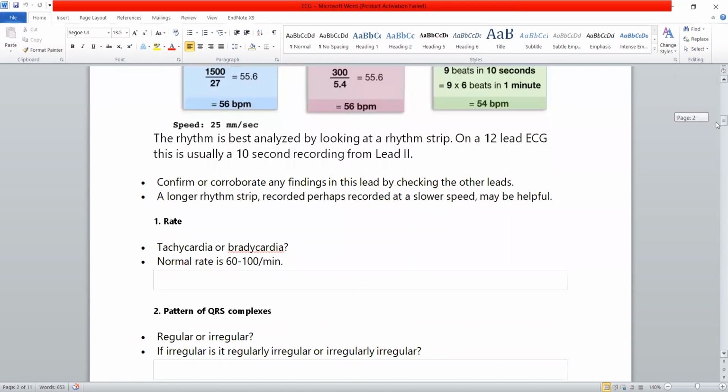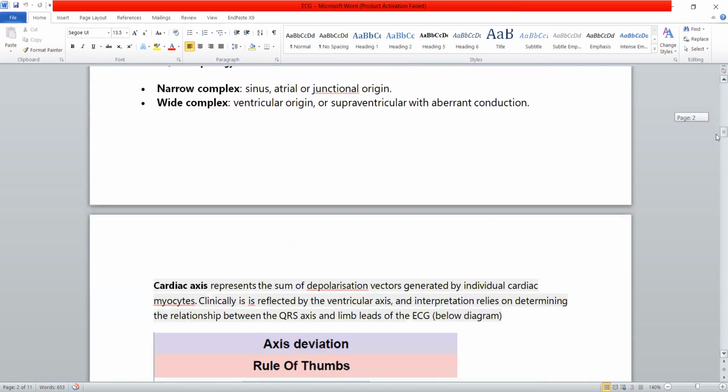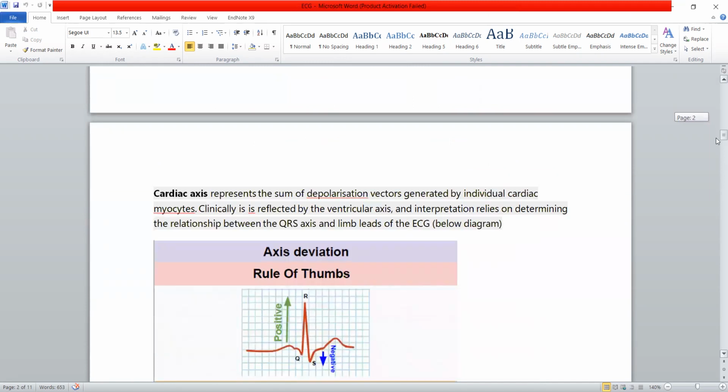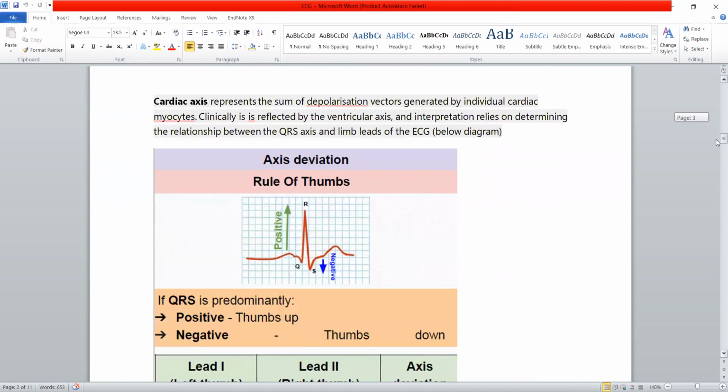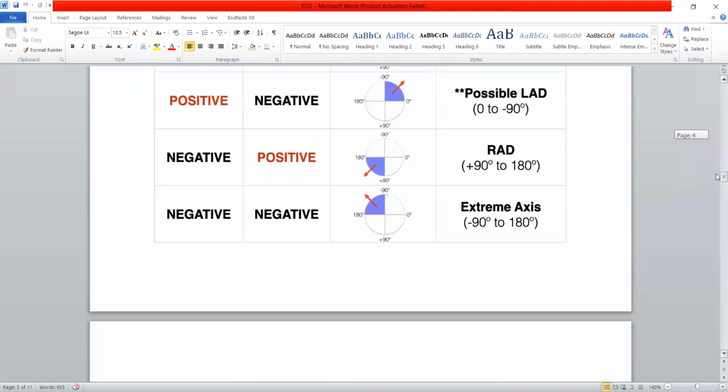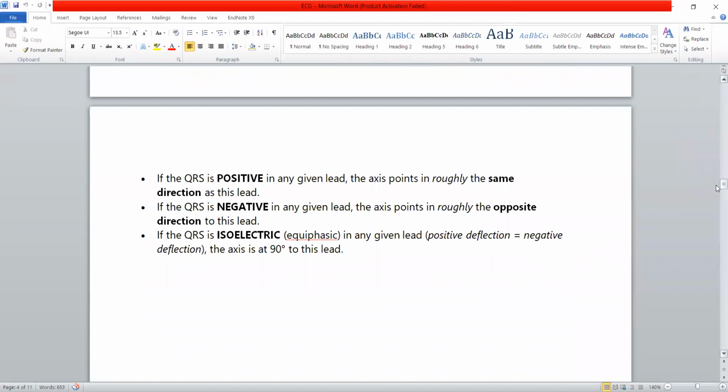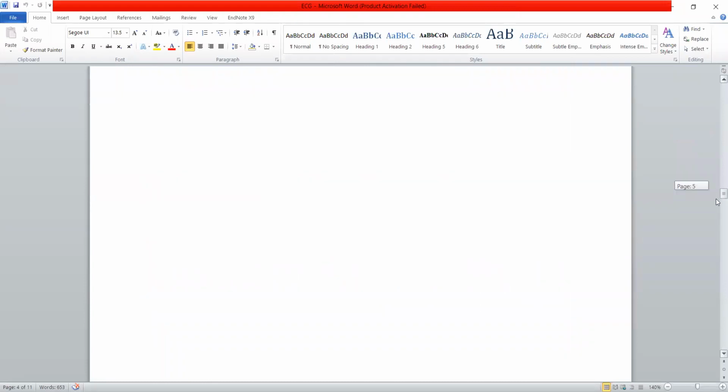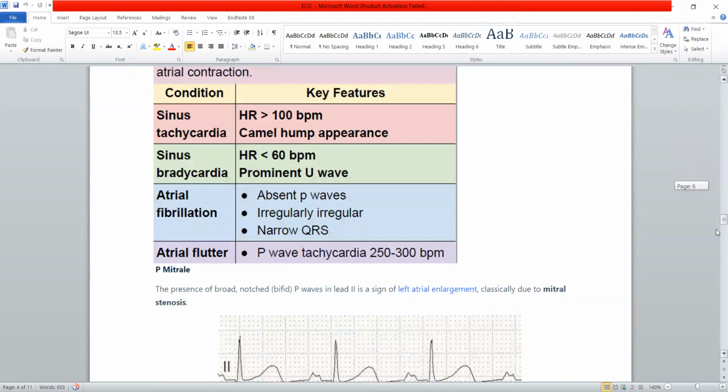The third thing that we need to assess in an ECG is the axis, the cardiac axis. Before we do the cardiac axis, let me show you the position, the placement of the different ECG leads.